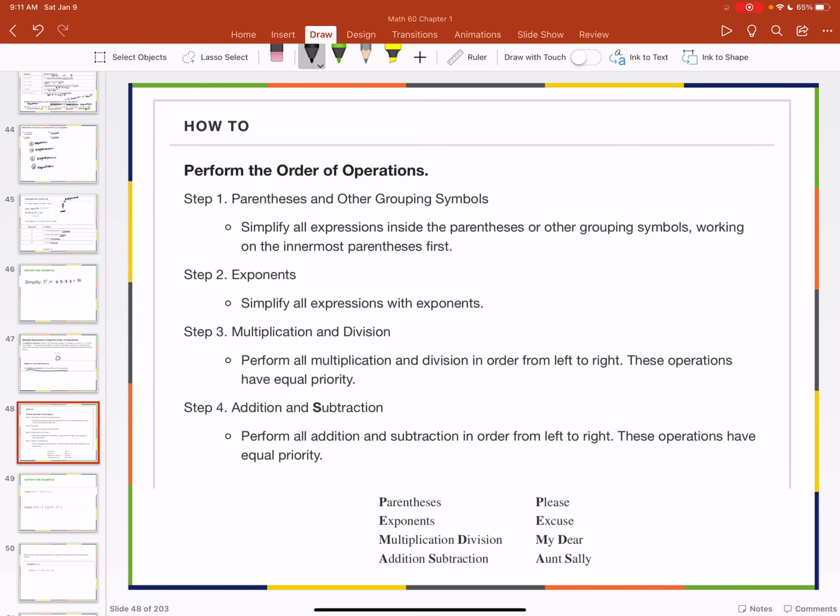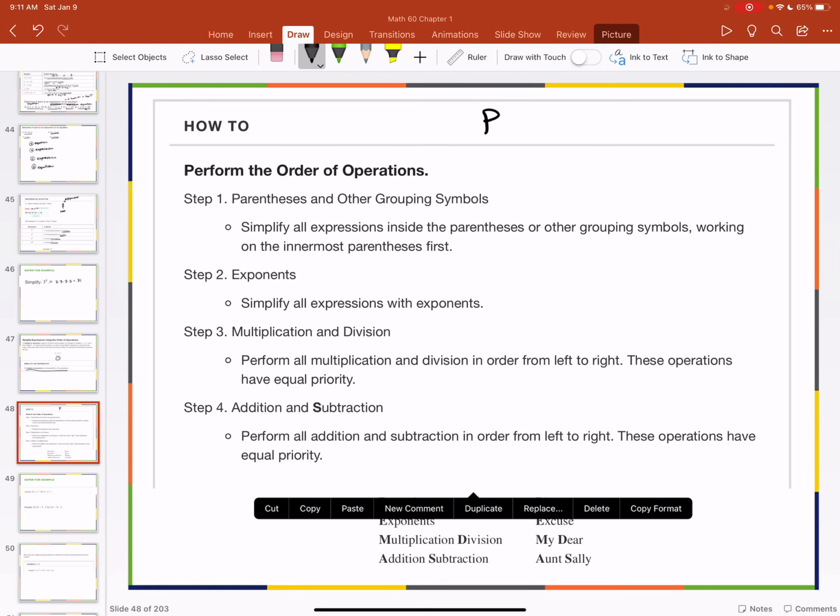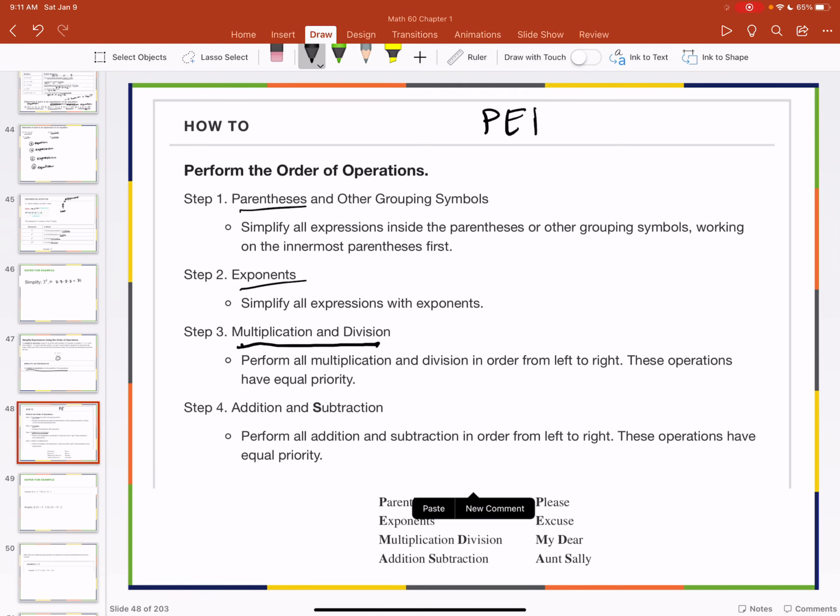So let's talk about order of operations. Step 1, we do parentheses and other grouping symbols, right? So we basically look for parentheses and then simplify everything inside of it. Step 2, exponents. Step 3, we do multiplication and division going from left to right. And then addition and subtraction is at the end. So that's the order in which we simplify when we look at an expression. And we call that PEMDAS.